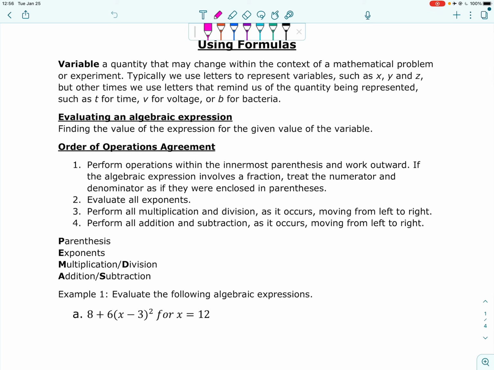First thing you want to do in that order is perform operations within the innermost parentheses and work outward. So start from the inside and work out. If the algebraic expression involves a fraction, treat the numerator and the denominator as if they're in parentheses. So do everything on top of the fraction on its own, everything on the bottom of the fraction on its own, and then do that division for the fraction last.